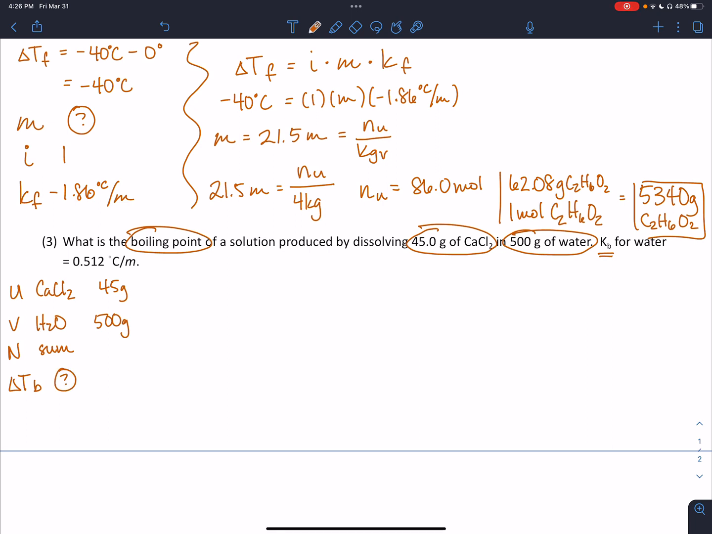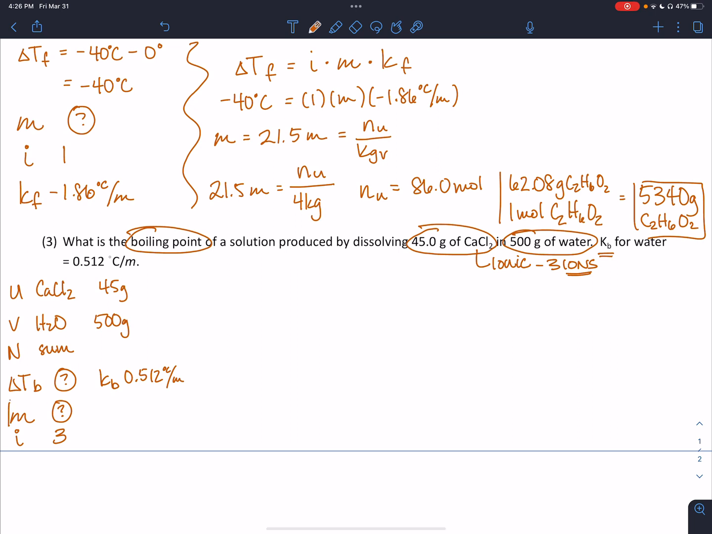To do that, I need a couple pieces of information. I need the molality, which I don't have. I'm going to need the Van Hoff factor, so I better go check that. So calcium chloride is an ionic compound, which means it's going to split into ions when it dissolves. In this case, I'm going to get 1 calcium cation and 2 chloride anions, so a total of 3 ions, which means it has a Van Hoff factor of 3. And then finally, Kb, which is given in the problem for water, 0.512 degrees Celsius per molal.